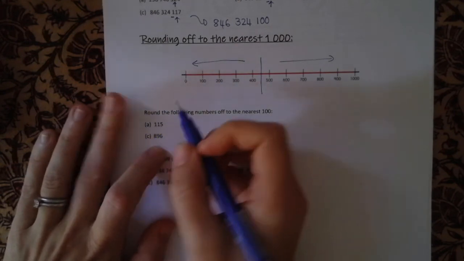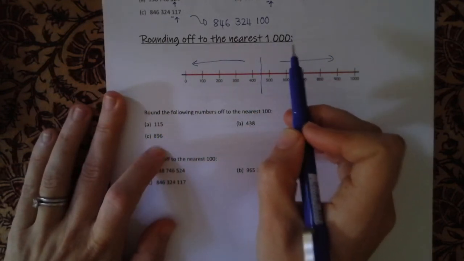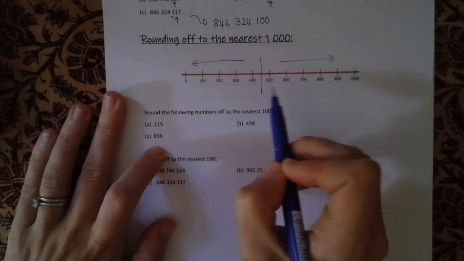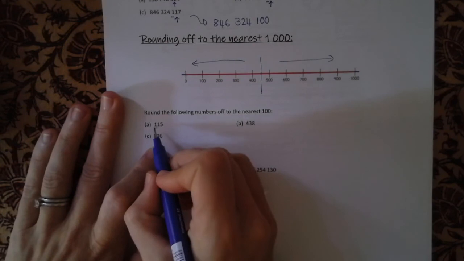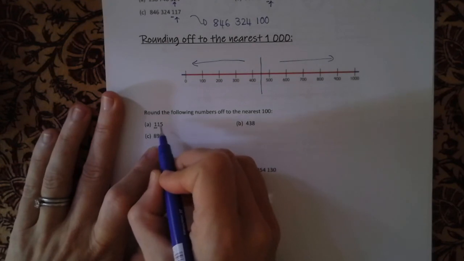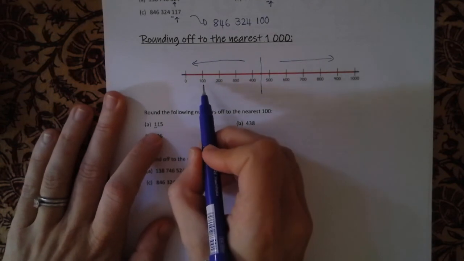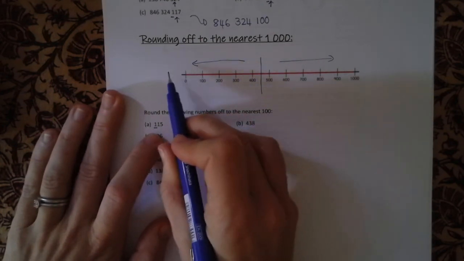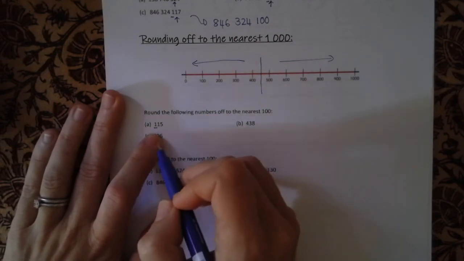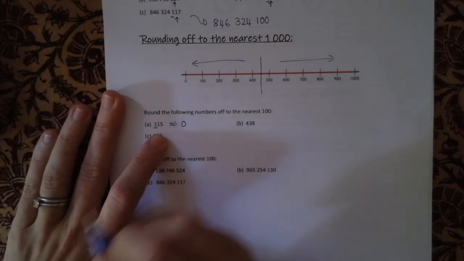Okay, so again, ask yourself what helps us to know what's going to happen to the 1,000. It is the hundreds. So underline the hundreds. In this case, it is 115, so the 100 is represented by a 1. Go to your number line and see, I've got 100, so that means it's going to go back to the previous 1000 or 0. There's no other thousands here, so this is going to go back to 0.